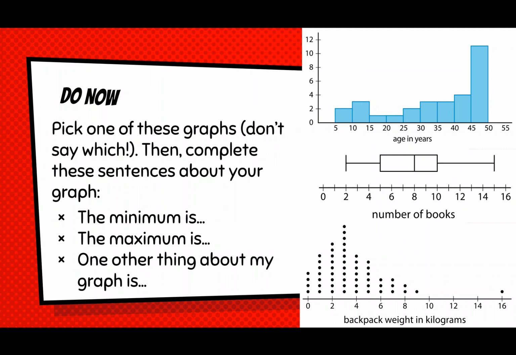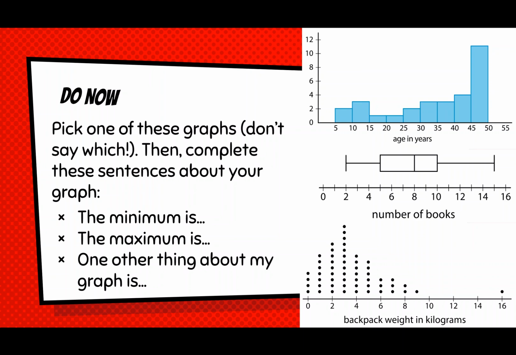One interesting thing we could say about the histogram is that it's the only one that makes it impossible for us to know exactly what any of the values were. Like in the dot plot, we can see exactly how many kilograms were in each backpack because each dot represents a backpack. In the box plot, we know for certain that there was at least one answer to the survey that was 2 books, the minimum, and at least one answer to the survey that was 15 books. For certain, we know those 2 values. We know the minimum and the maximum.